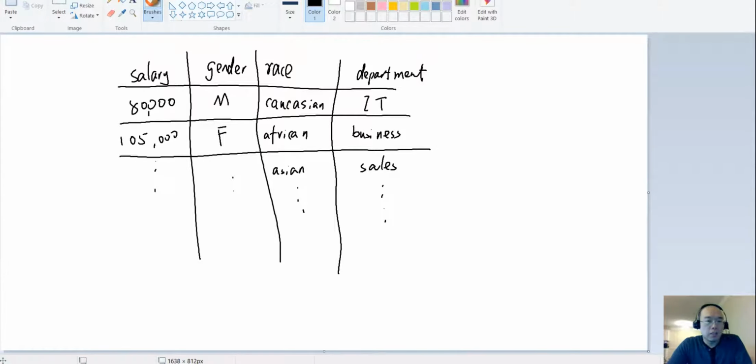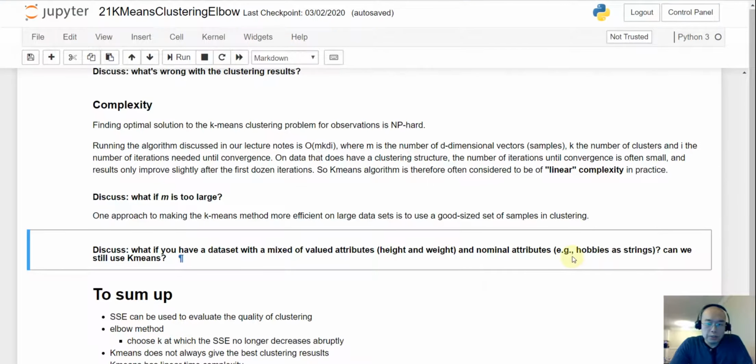Okay, so the final dataset will be salary as one column, and gender as another column with 1 or 0. Then for each possible race, it will be a feature, and for each different department, it will be a feature, right? So let's come back to the question. How do we use k-means, or can we still use k-means to cluster this kind of dataset?